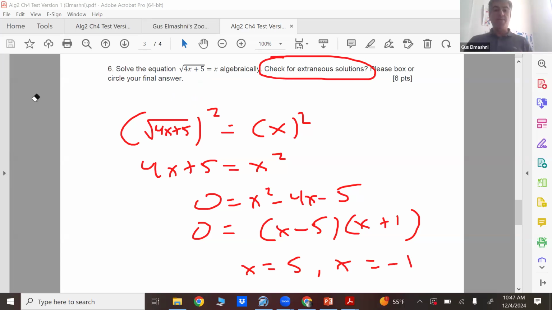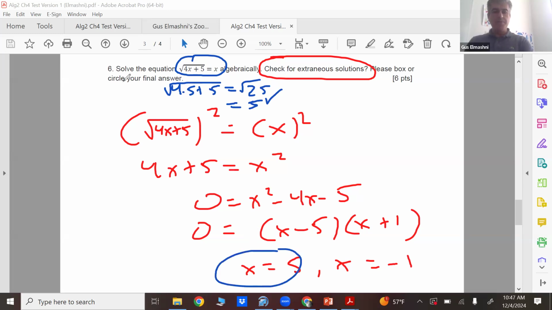Why not? Right, the outside can't be negative. Exactly. That's very good, exactly what Eloise said. So if you think about it, if I plug in 5, 5's cool, right? 4 times 5 plus 5 is root 25. Sorry, my handwriting's terrible. And guess what? That equals 5. So 5's all good.